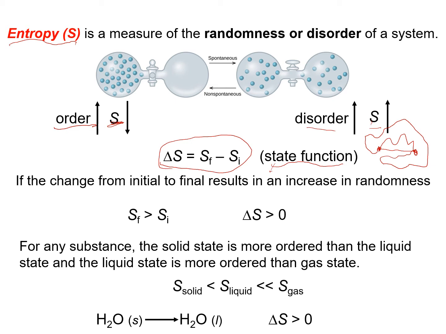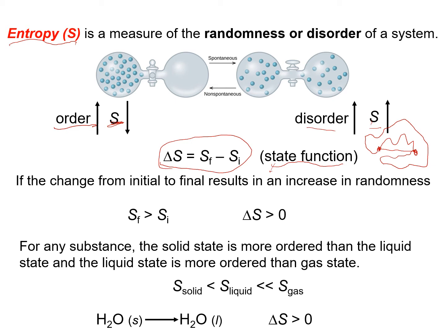It will be greater than 0. So most of the time, the kind of question you would see in this chapter is to predict if the entropy of the system is going to be a positive number or a negative number. So is the entropy going to increase or is it going to decrease? And how can you predict that?